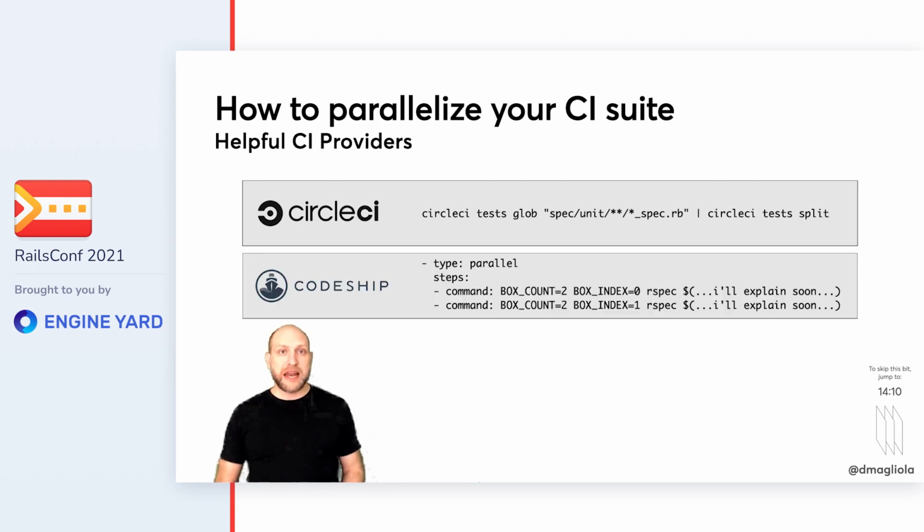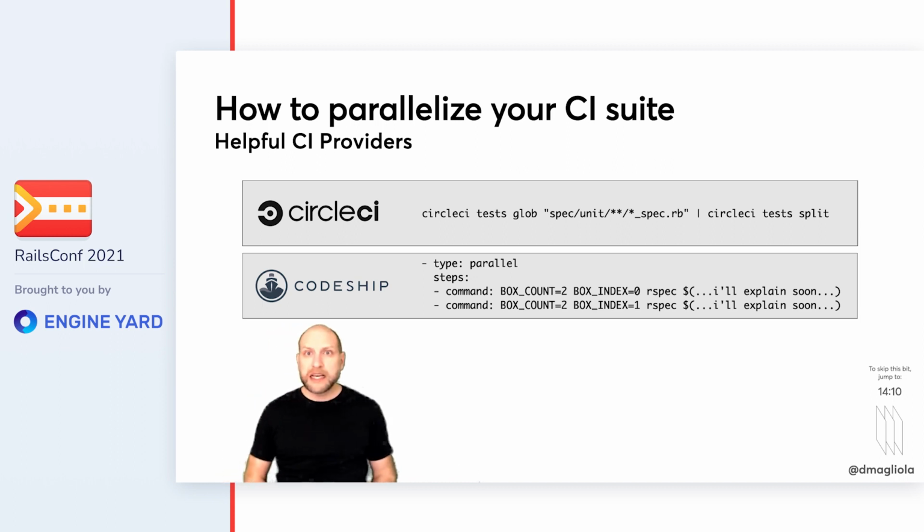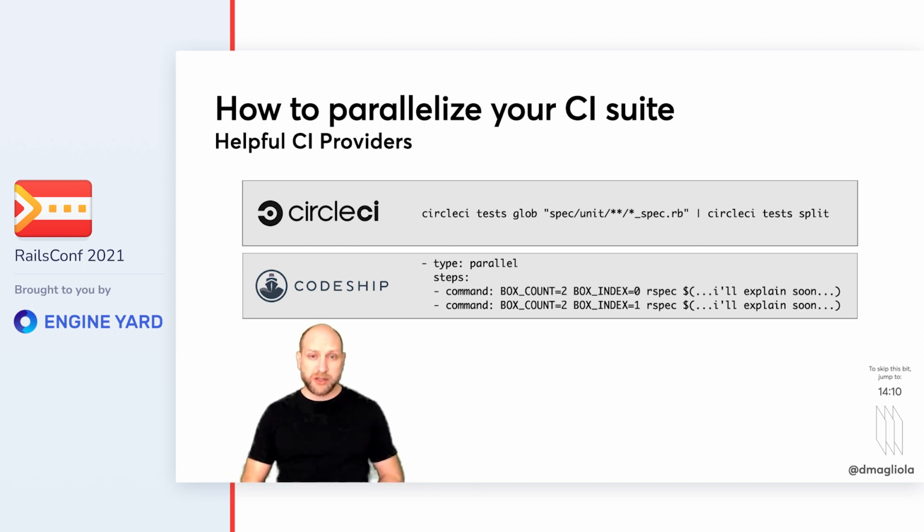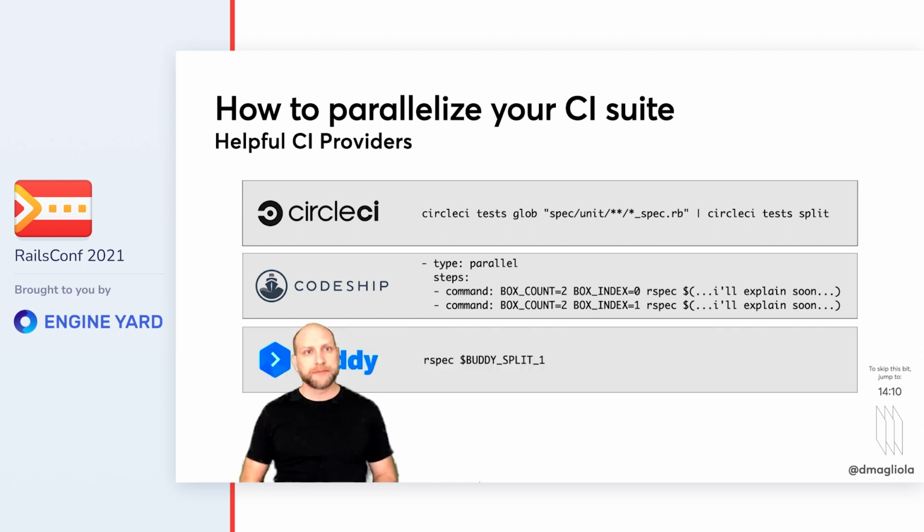Now, CodeShip has a less ideal approach. It lets you specify a number of steps to run in parallel, and you can embed environment variables right there. And this needs a little bit more work from you. I'll show you in a minute how to use this, but that'll do it.